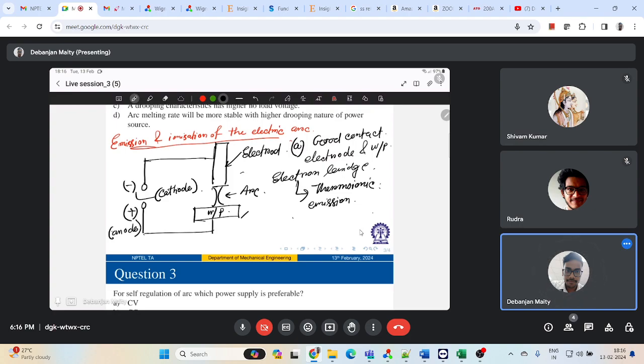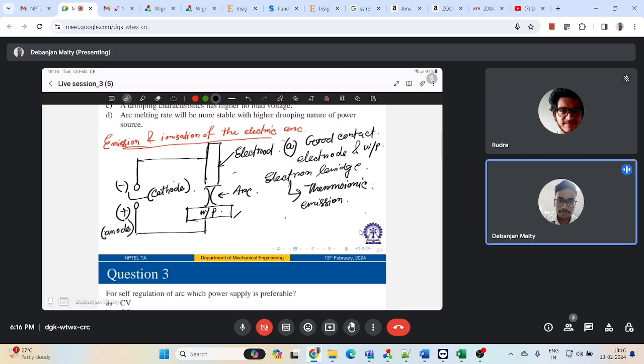That is what is called thermionic emission, right? Now, obviously, the electrons are having negative charge. The electrons coming out of the anode are pulled back towards the cathode. The cathode attracts the electrons, whereas those coming out of the cathode are attracted towards the anode, right?